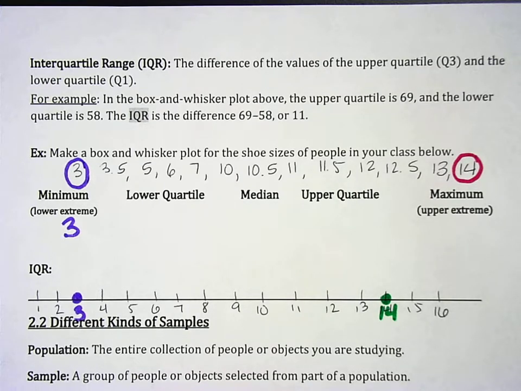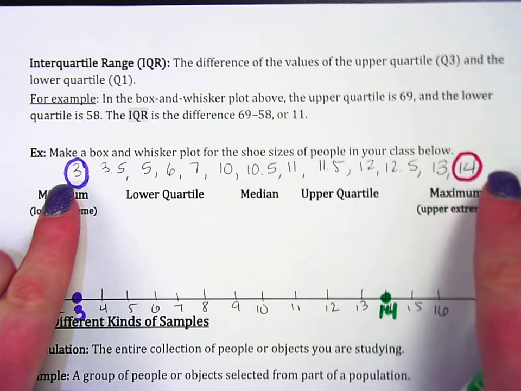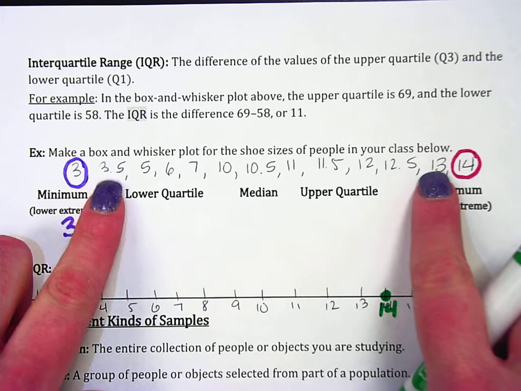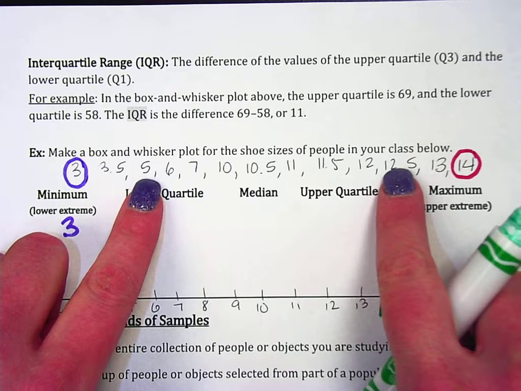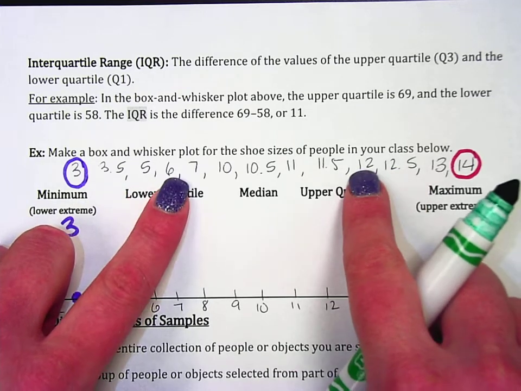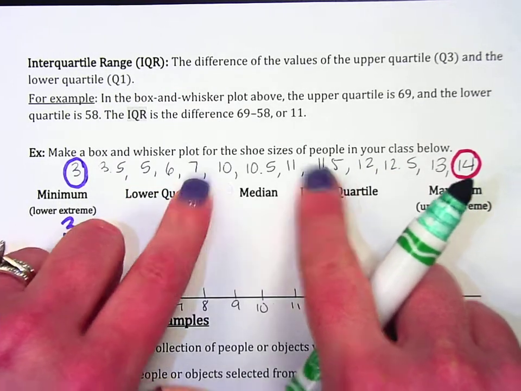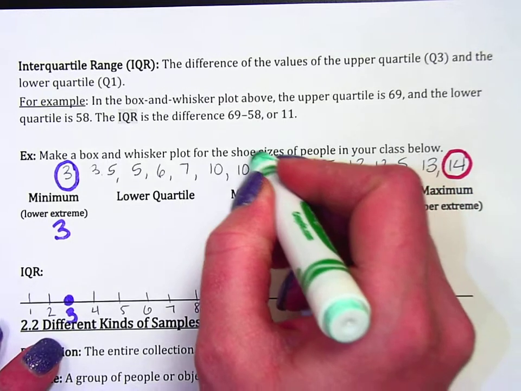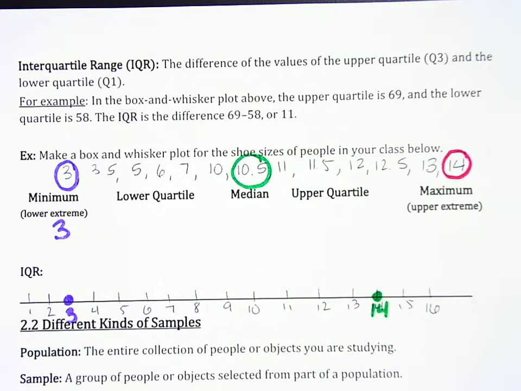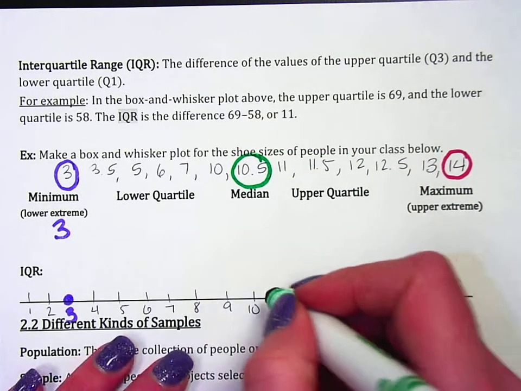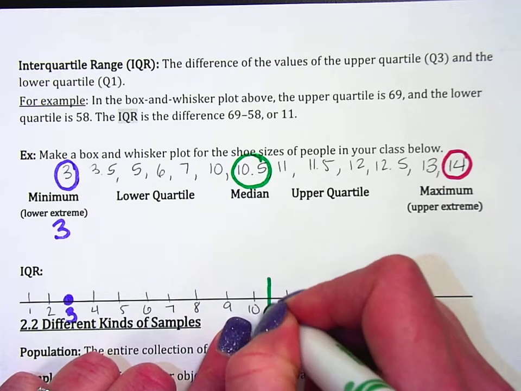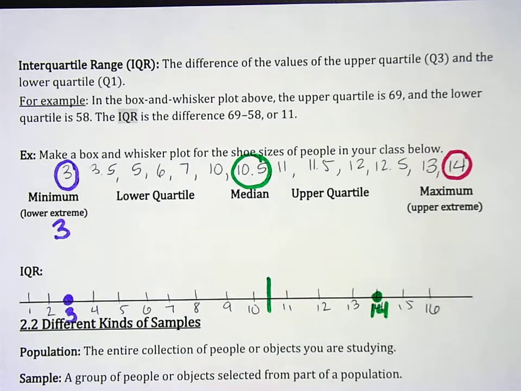Next, we're going to find the median. So the median is that middle number. 3 and 14 cancel. 3 and 3.5, 12.5 and 5, 12 and 6, 11.5 and 7, 11 and 10. I'm left with my median is 10.5. So on my graph, that's the middle part of my box. I'm going to go ahead and put a line there. That's my median of 10.5.